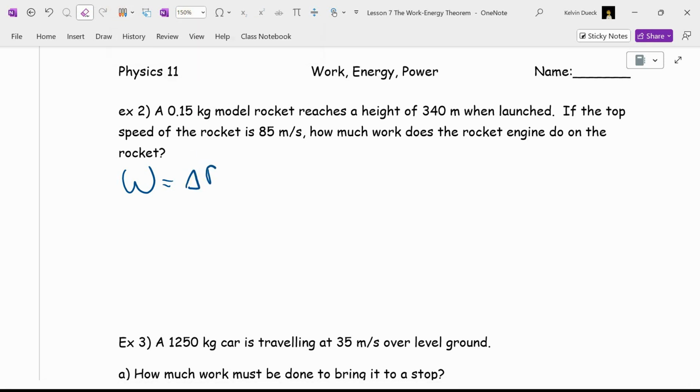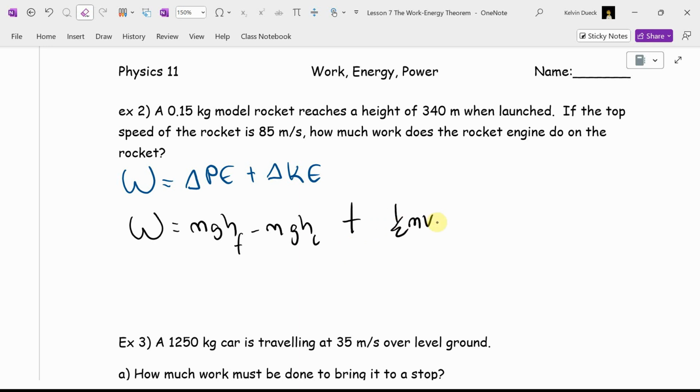It says the change in potential plus the change in kinetic. What's change in anything? So for potential energy, it's going to be mgh final minus mgh initial, plus, for kinetic energy, a half mv final squared minus a half mv initial squared. I skipped a step, Liam. I didn't write PE final minus PE initial plus KE final minus KE initial. I was bold because it's Friday and you're tired. I put the equations in right away.